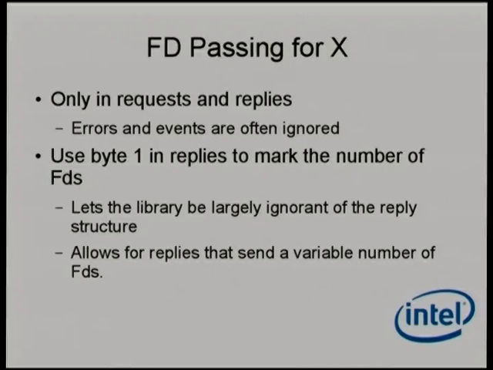So how are we going to do this in X? I'm only going to do it for requests and replies. You saw the previous stuff. The only time I'm going to get objects information back from the X server is in a reply. The only time I'm going to send stuff to the X server is in a request. So errors and events are not going to be able to do file descriptor passing. Now, we could add that, but the practicality I don't need it, and I think it makes it too complicated.